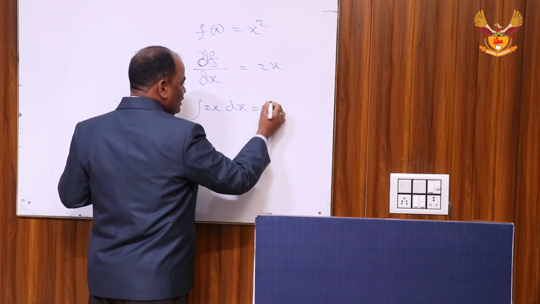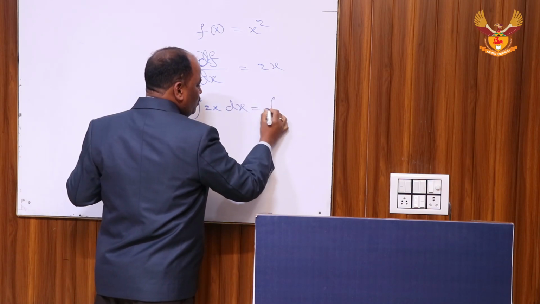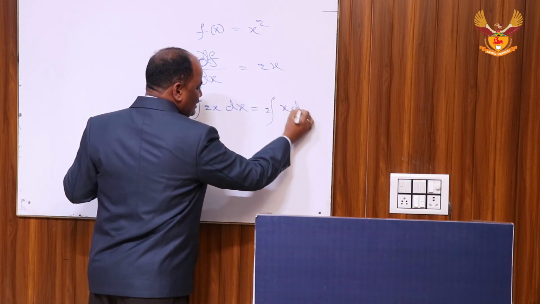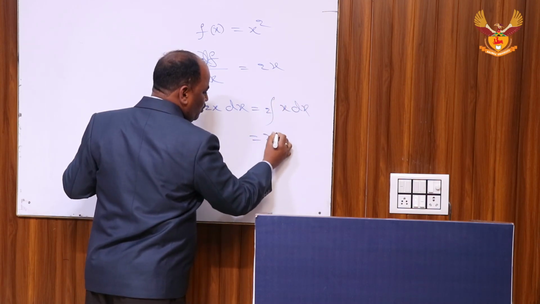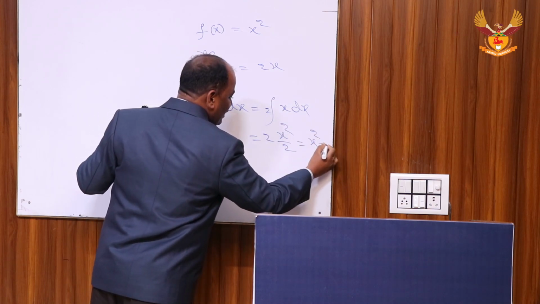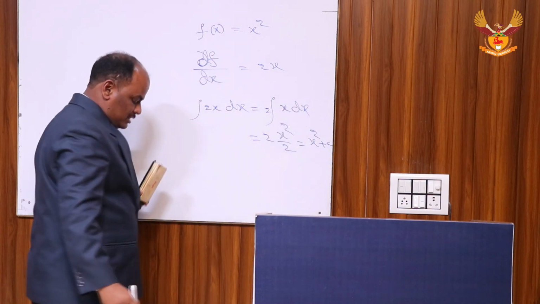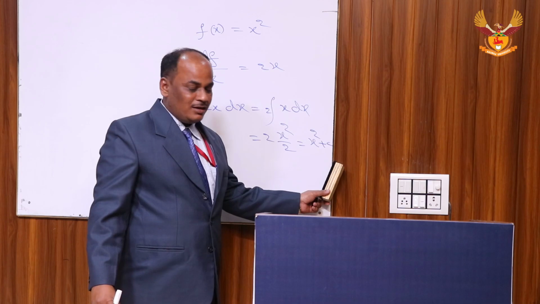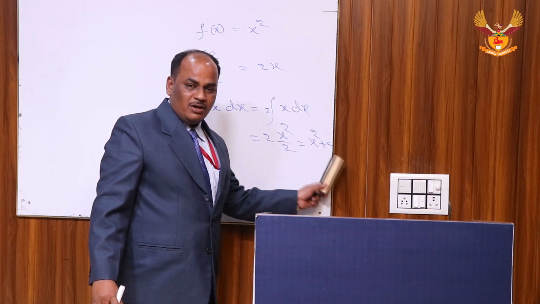We know that in the integral, 2 is a constant, so it comes out, and we have integral of x dx. So this is equal to 2 times x square upon 2, which is x square, plus we mention some constant c. That constant is called the integration constant.